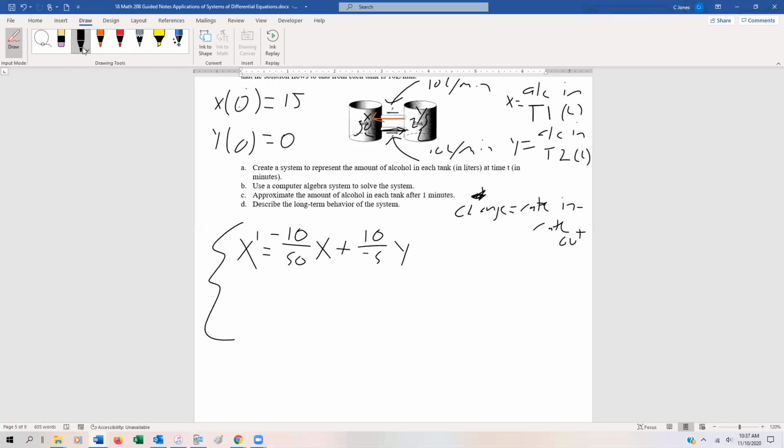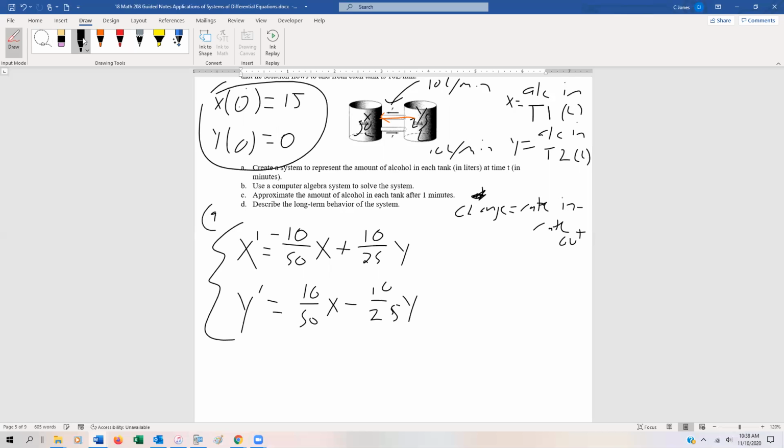Now, for the change in y, well, that's just going to be flipped, because now the directions are reversed. All right, well, the directions are still the same, but for the tank. So we're flowing out of tank 2 at a rate of negative 10 over 25 y. So that's what's flowing out. And then what's flowing in is positive 10 over 50 x. And again, we still have those initial conditions up top. Right, so this is letter A, this is our system.